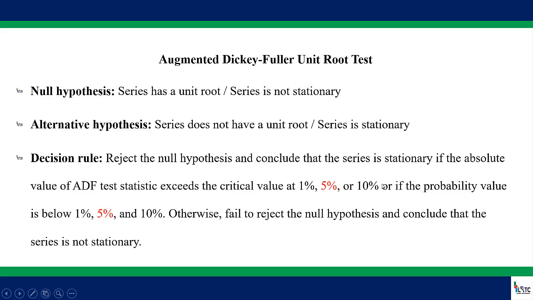The first talks about the critical values, and here we are talking about the probability value. But the best way is just to look at the probability value. If it is below 5%, then you know that such variable is stationary.